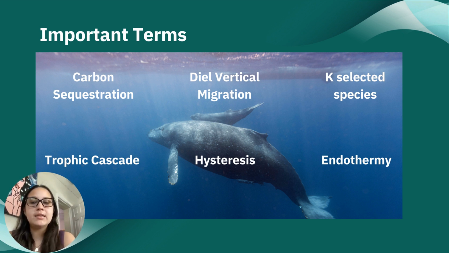Trophic cascade is the propagation of indirect effects of higher trophic level consumers downward through a food web. Hysteresis is the condition in which a functional relationship follows different specific pathways depending on the directionality. And endothermy is the last term I will be talking about, and it is the process of core body temperature regulation by endotherms, which are animals that maintain a favorable body temperature through variation in metabolic rate.